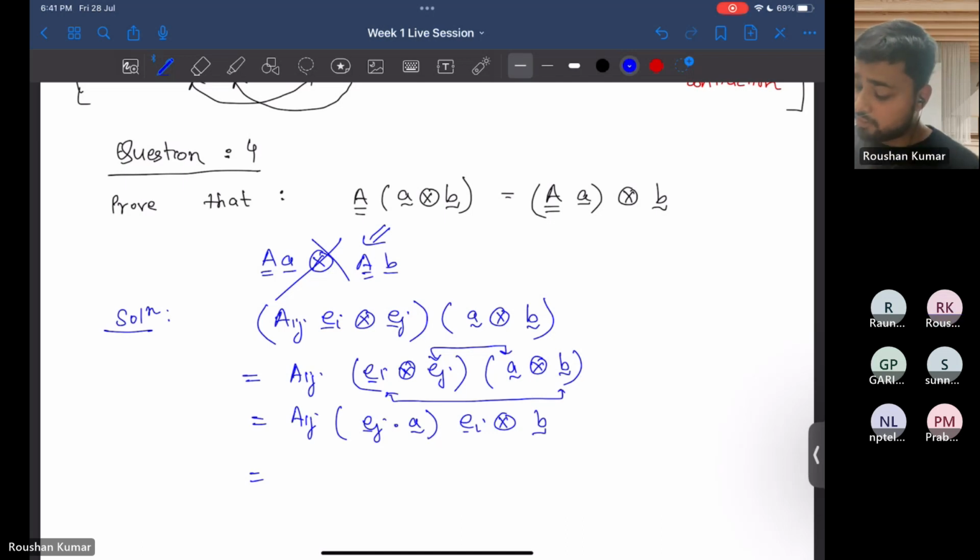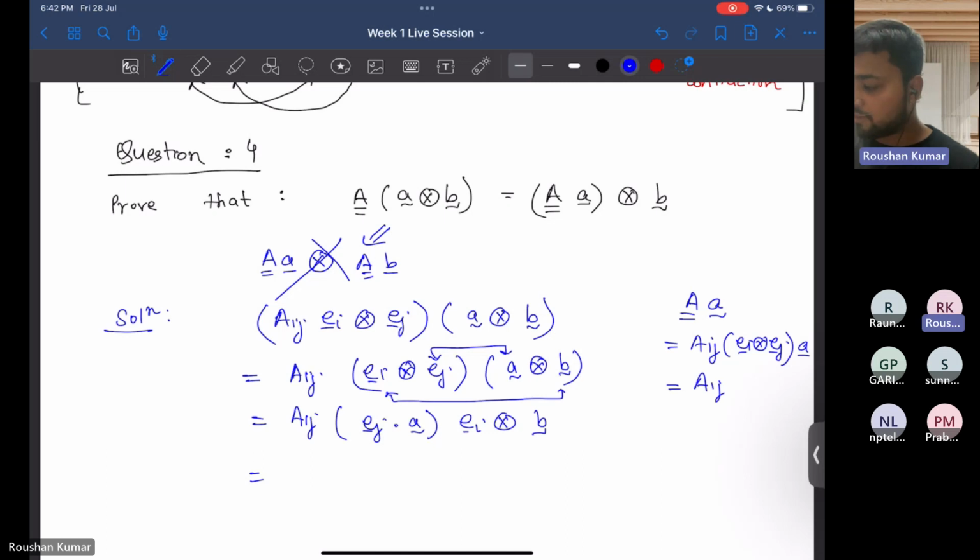Next, you find Aij and Ej dot a. What is Ej dot a? It is basically the jth component of vector a, and Aij is the component of tensor A. Suppose we write tensor A times vector a. What does it give? Aij Ei tensor product Ej times a. You see in the lecture that these two are dotted with each other, that is, j and a are dotted. So Ej dot a into Ei.